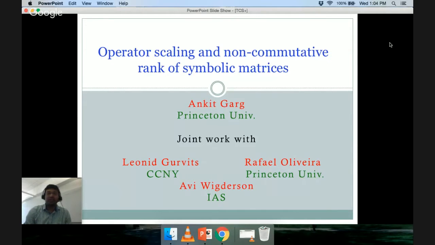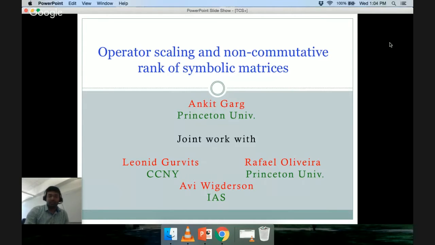On the website it was non-commutative rational identity testing. So computing the rank of non-commutative symbolic matrices is a bit more general problem than non-commutative rational identity testing, and I'll be talking mostly about this as an application of operator scaling. And this is joint work with Leonid Gurvits, Rafael Oliveira, and Avi Wigderson.